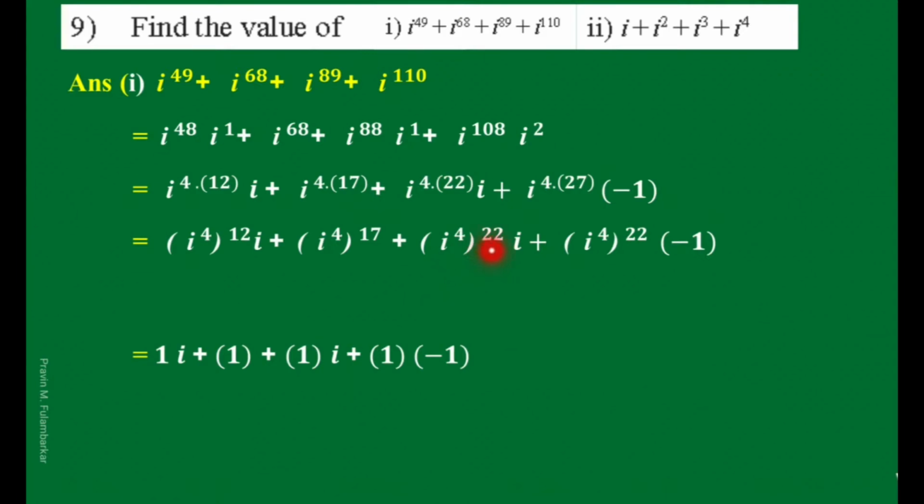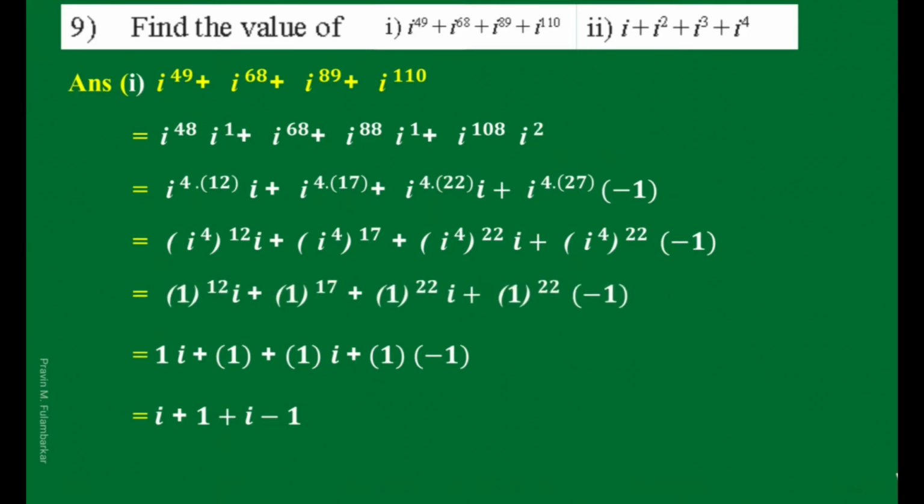So 1 raised to the power 22 we get 1 plus i raised to the power 4 we replace by 1 raised to the power 27. So we get 1 into minus 1. So we write 1 minus 1. So you can write here 1 into i as i, 1 as it is, 1 into i as i, minus 1 as it is. So we get i plus i twice, i plus 1 minus 1 get cancelled. So in this way we get the value.